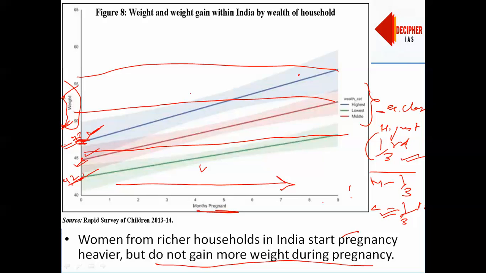Obviously rich women are having more weight during the initiation of pregnancy. Okay, so let's move ahead to the next slide.